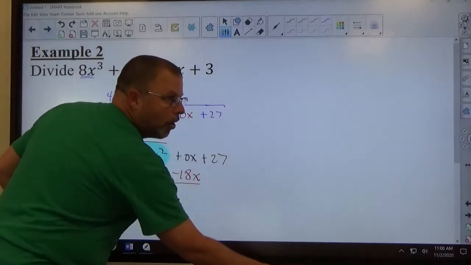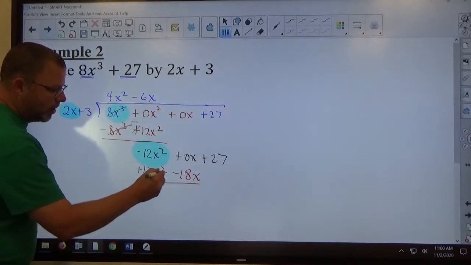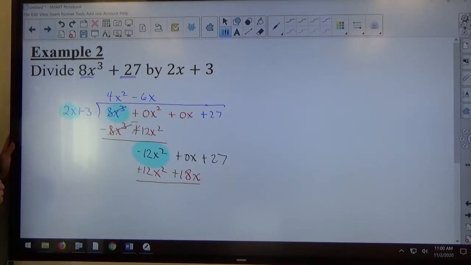Next step says change all signs in that product. Signs currently are negative, negative. I'm going to change to positive, positive. Again, subtraction is changing signs in algebra. Once you've changed the signs, you've accounted for the subtraction idea. Now you have to add, either add or subtract based on like term ideals.